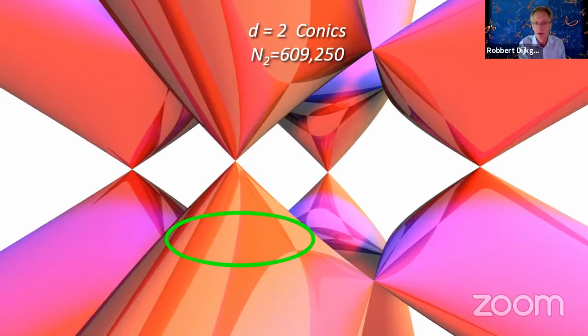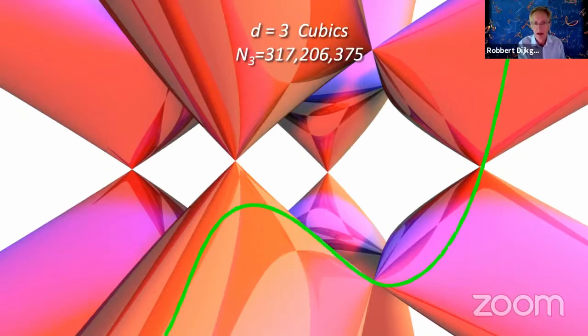This is a number calculated in the 1980s. And then for d equals 3, you count the number of curves, and it becomes a very large number. These calculations were exponentially more difficult.